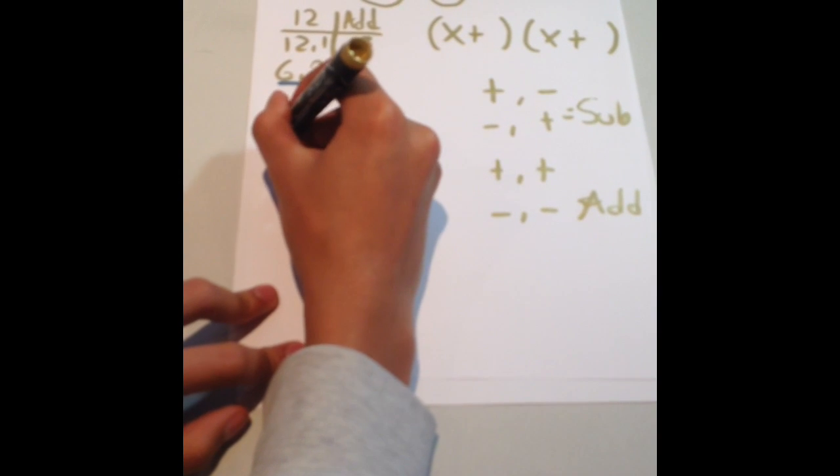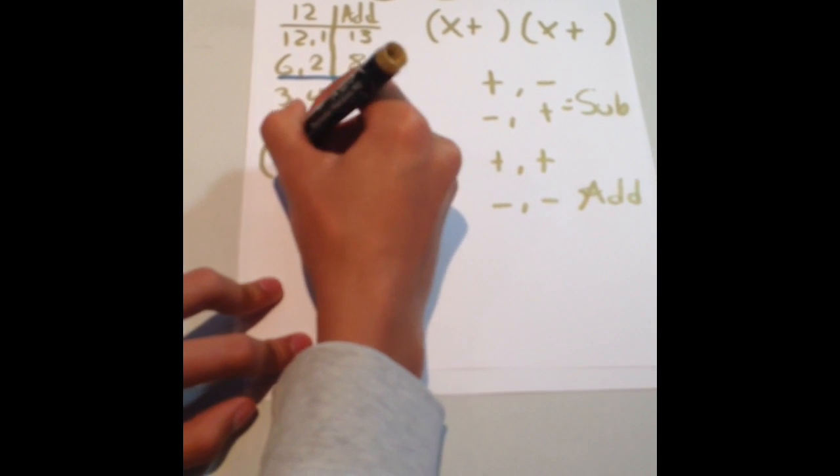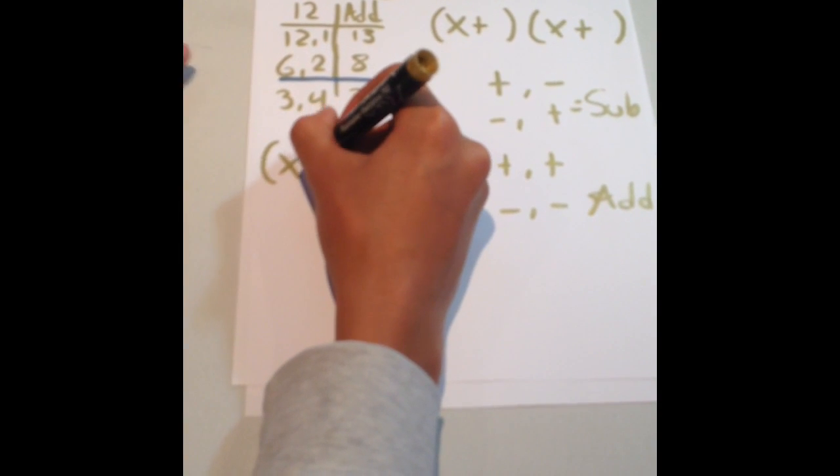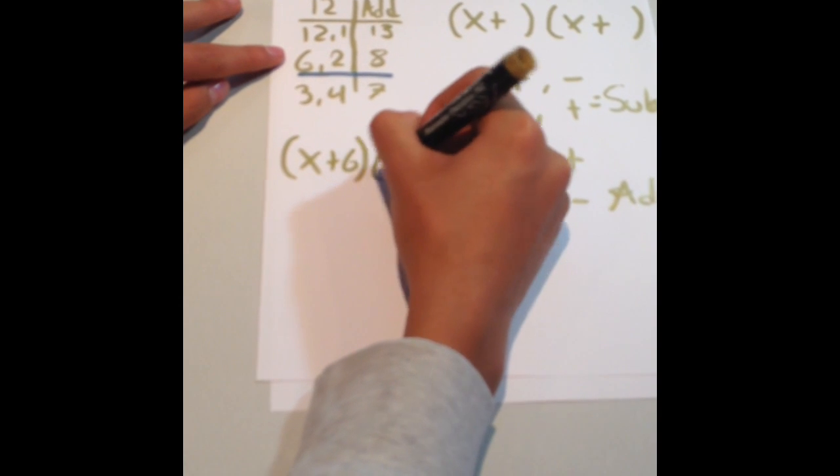So you should put the two numbers in the correct parentheses. The big number should always be in the first parenthesis and the other one in the other one.